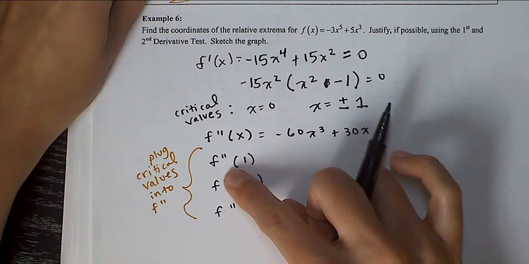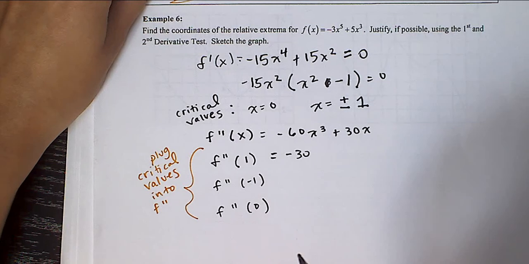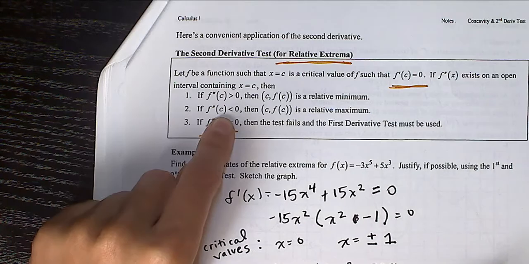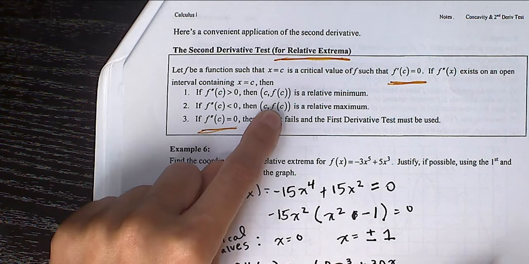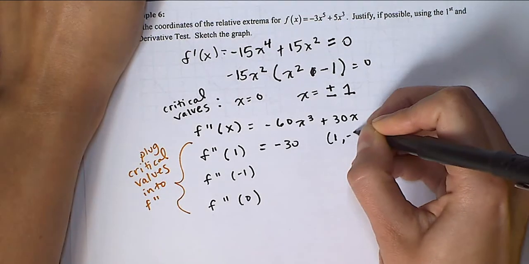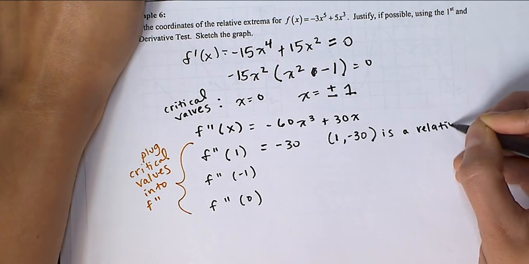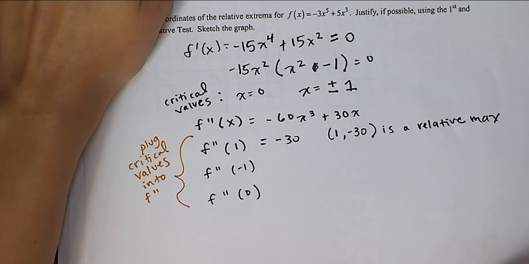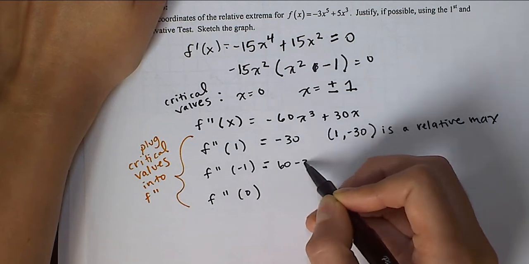So f double prime of 1 is going to equal negative 30. Since this is a negative number, let's look back up at our rules. When you plug it in and you get a negative number, that means that f of c is a relative maximum. So we can say that this point, 1, negative 30, is a relative maximum. Okay. When we plug in negative 1, we get 60 minus 30 equals 30.